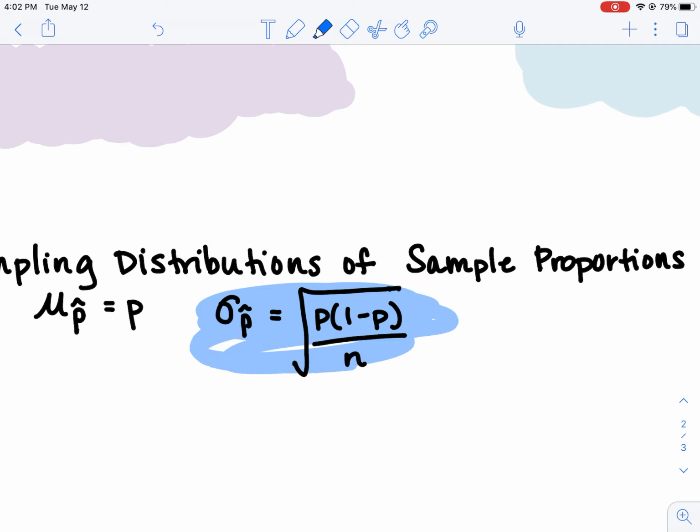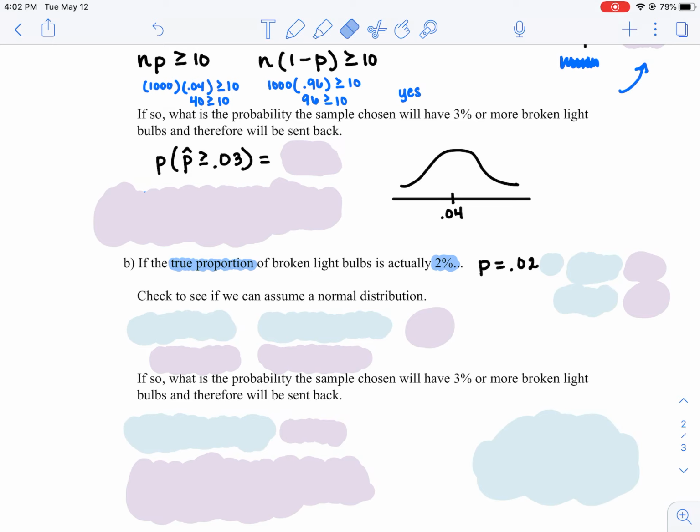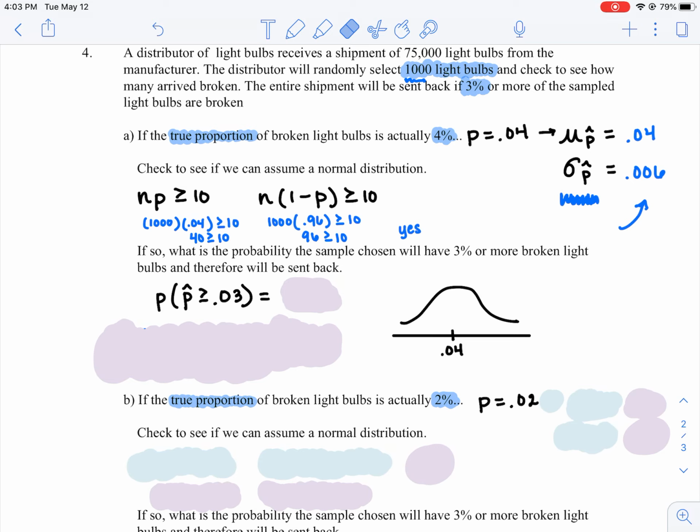So go ahead and do that right now. Ignore what I just said. You'll find the probability in a minute. First, find this standard deviation. Okay, when you've typed that into your calculator and answered that question, you should get 0.006. So that's our standard deviation.